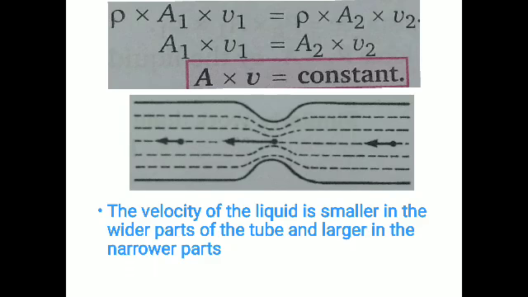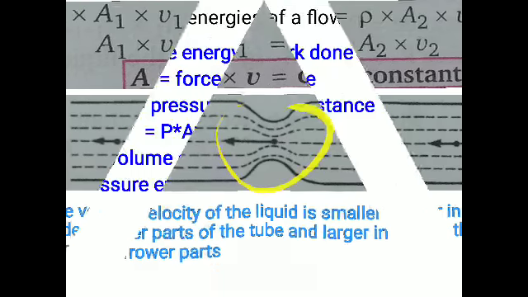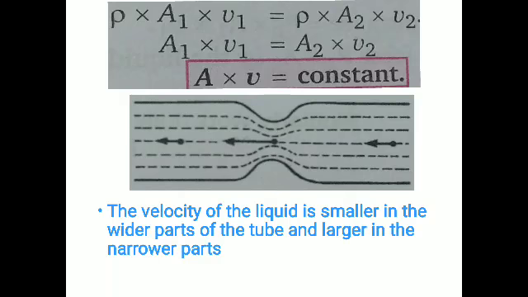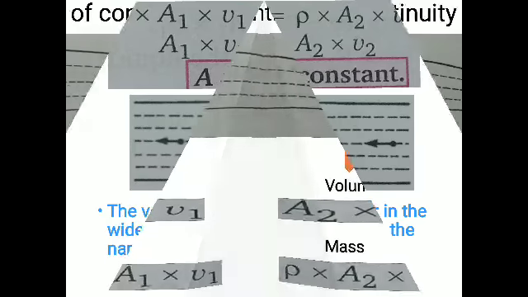So according to this diagram, if this is a wider part of the tube, the velocity at the wider part of the tube will be smaller, and whenever the liquid reaches a narrower part, the velocity increases. So that is what happens, and according to that, this area into velocity remains constant. Okay, this is the principle of continuity. Now remember this, the velocity at the narrower part is larger than the velocity at the wider part. Okay.